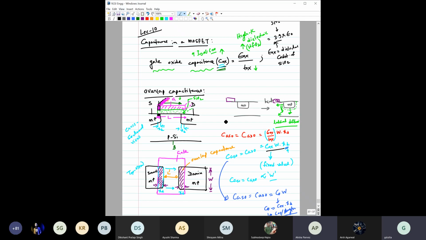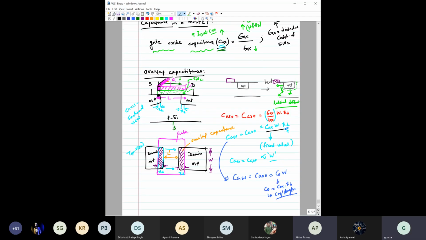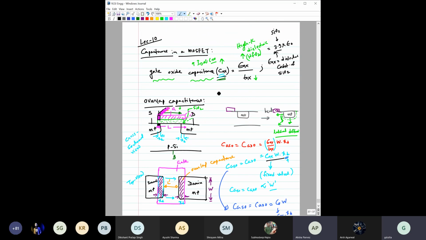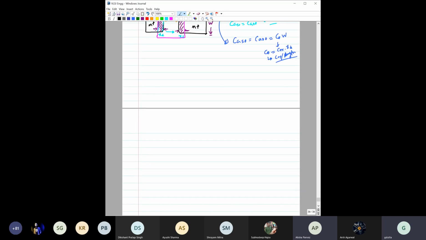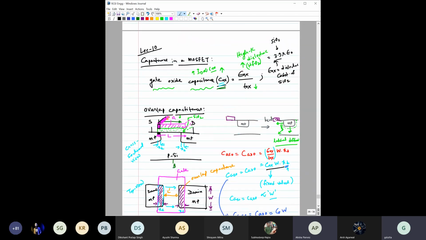Right. Now we have considered the gate capacitance, and we have some idea about it. So what does gate capacitance mean? Maybe I can show you a brief discussion. What do you mean by gate capacitance? It is between gate and what? Channel. Gate and channel, right? So where is the channel? Here, the channel will be from here, right?